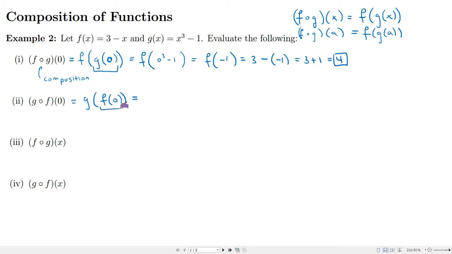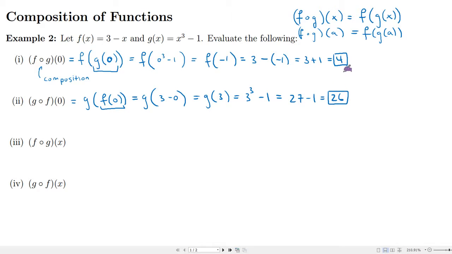So first, let's figure out what is f of 0. So carry the g along. So f at 0, we're going to plug in 0 for f, which will be 3 minus 0. So simplify the inside, which is just g of 3. And then now take this input and plug it in for g. So we have 3 cubed minus 1. So this is 27 minus 1, which is 26.